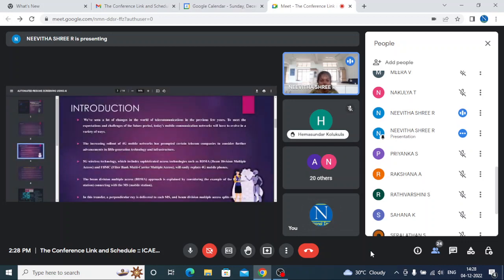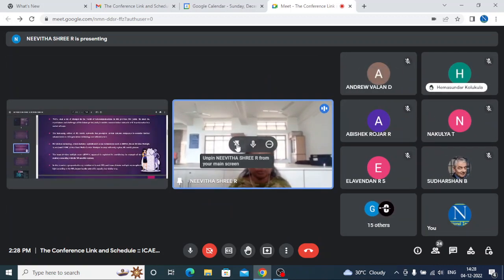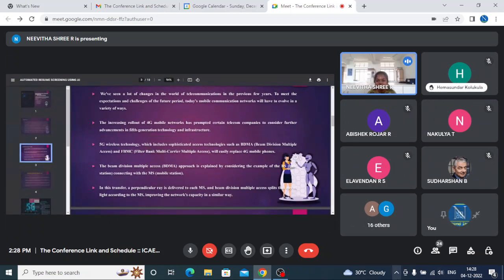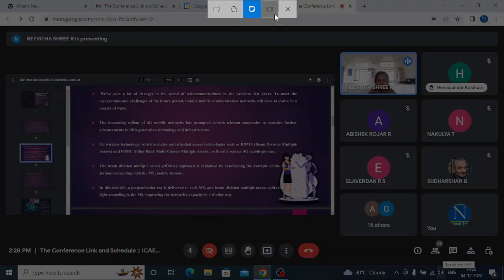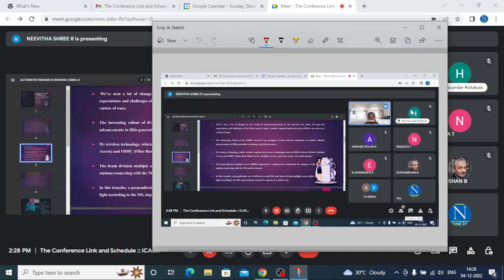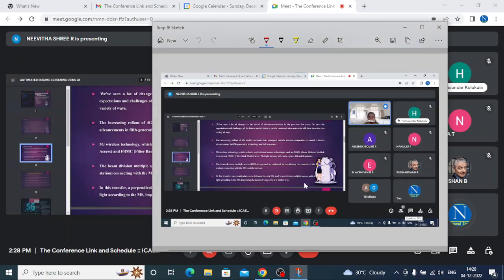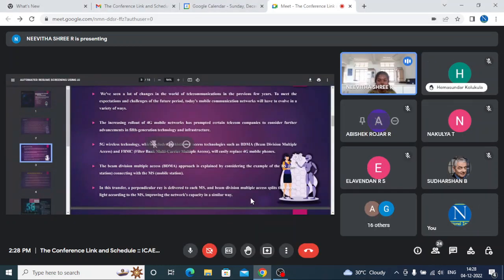The introduction of our paper is that we have seen a lot of changes in the world of communication in the previous few years to meet the expectations and challenges of the future period. Today's mobile communication network will have to evolve in a variety of ways. The increasing rollout of 4G mobile networks has prompted certain telecommunications companies to consider further advancement in fifth generation technology. Fifth generation technology, which includes access technologies such as BDMA, beam division multiple access, and FBMC, filter bank multi-carrier, will easily replace 4G mobile phones.